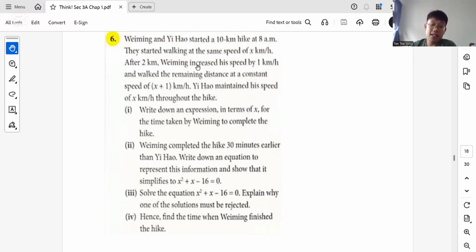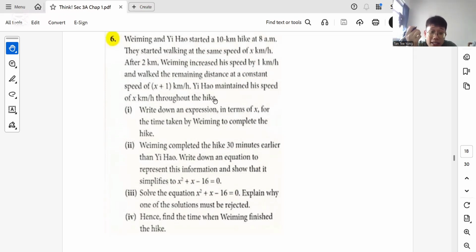So that means this guy tried to be funny, his friend. So he increased his speed by 1 km per hour and then walked the remaining distance at a constant speed of x plus 1 km per hour. His friend, poor thing, maintained his speed of x km per hour throughout the hike. So obviously Wei Ming will finish the hike faster. I also don't know for what.